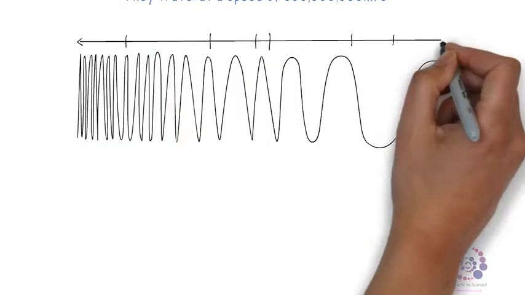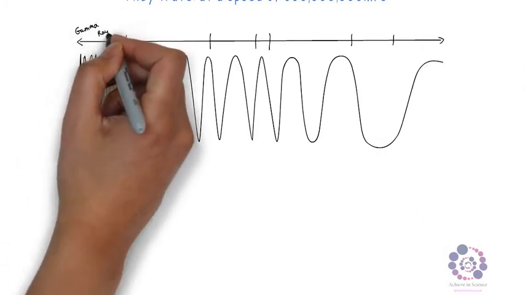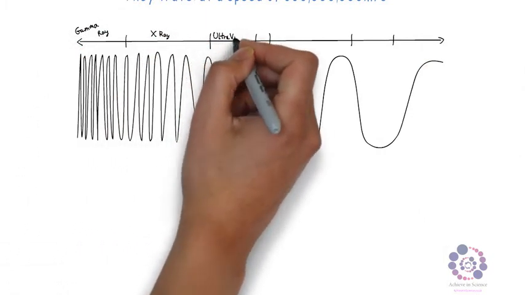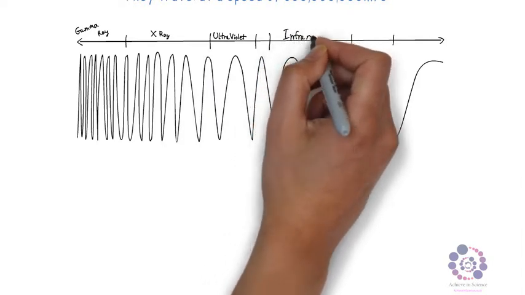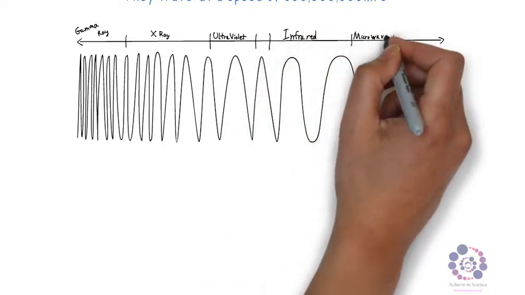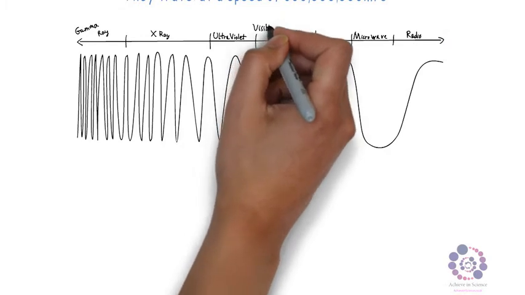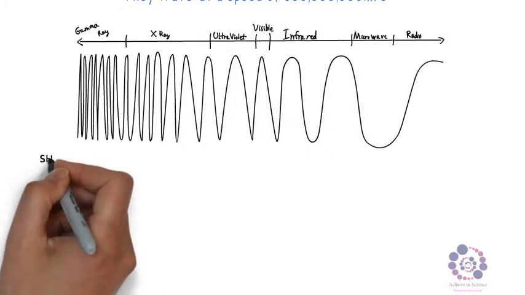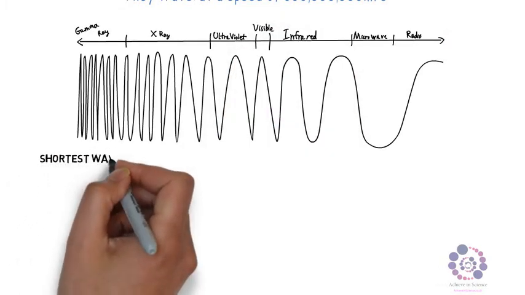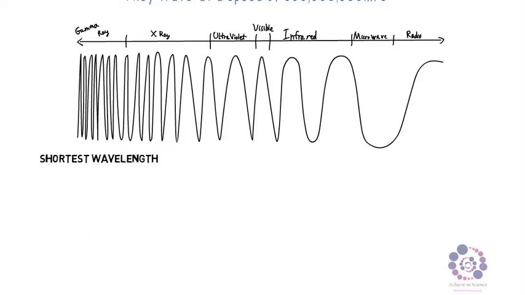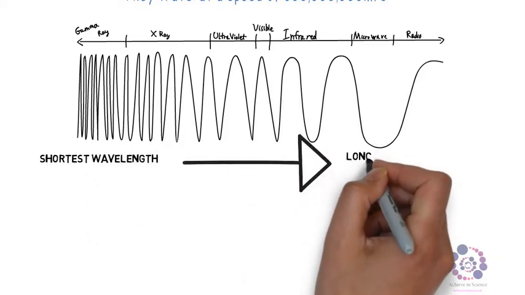Let's have a look at the spectrum then. The electromagnetic spectrum is made up of multiple different types of waves, where in this diagram we have listed the waves from their shortest wavelength to the longest wavelength. The shortest wavelengths have the highest frequency, whereas the longest wavelengths have the lowest frequency.